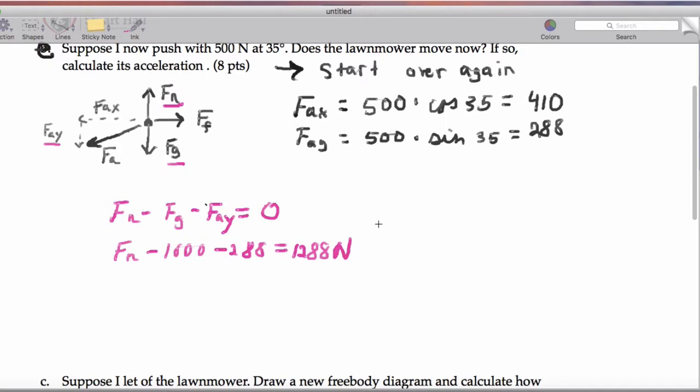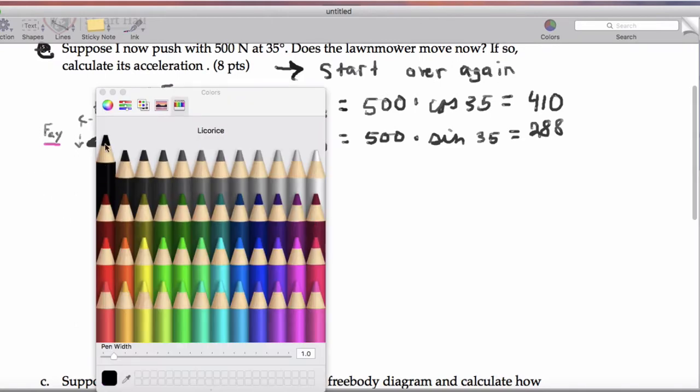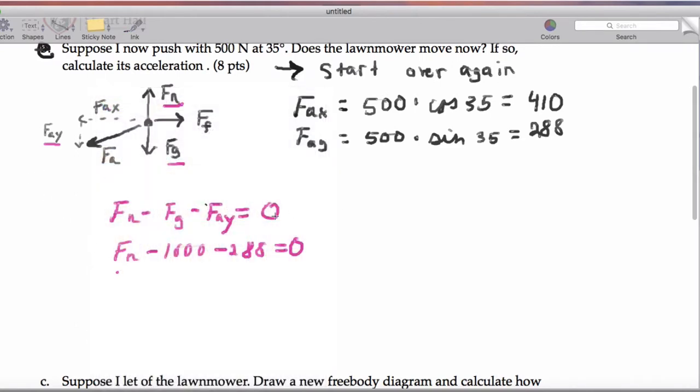Okay, that's the normal force. You know what? I should be a little bit more careful about that. So this is going to equal 0. And then I'm going to isolate and get that Fn is 1,288.